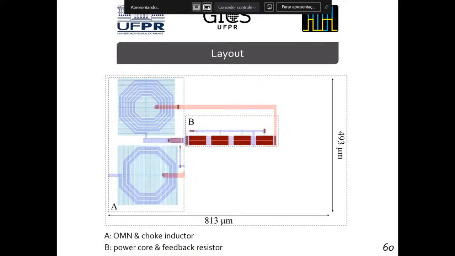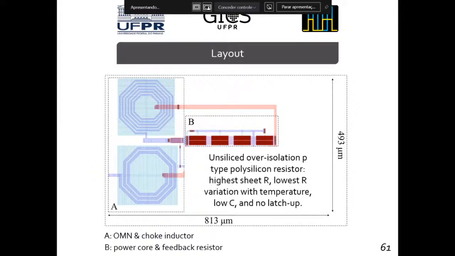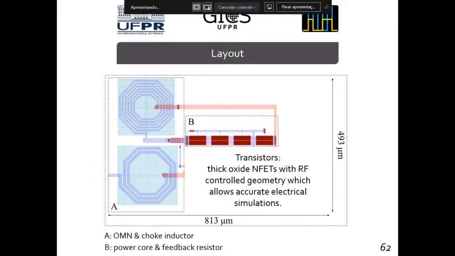Inset B depicts the power core and the feedback resistor. The selected cell for the resistor is an option that has low parasitic capacitance, the highest sheet resistance, and the lowest resistance variation with temperature among available resistor cells. As for the transistors, they are thick oxide nFETs with controlled geometry. The controlled geometry allows accurate electrical simulations.